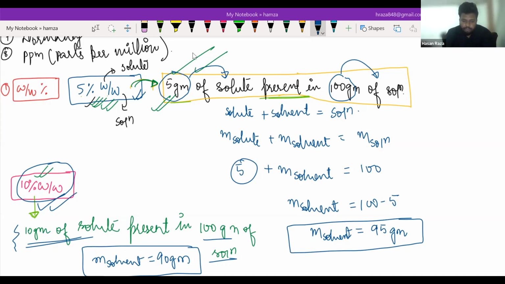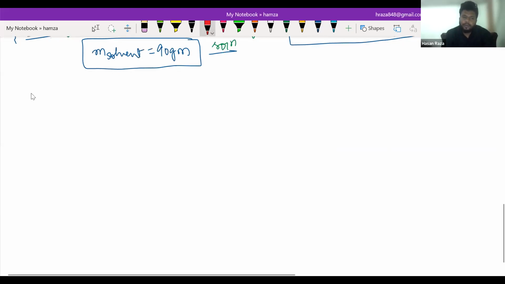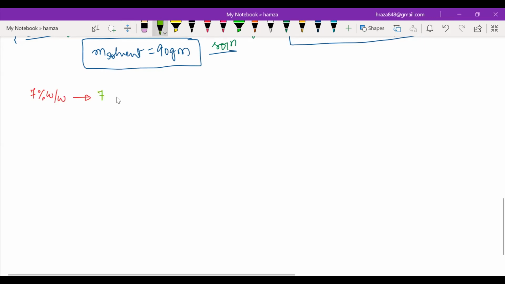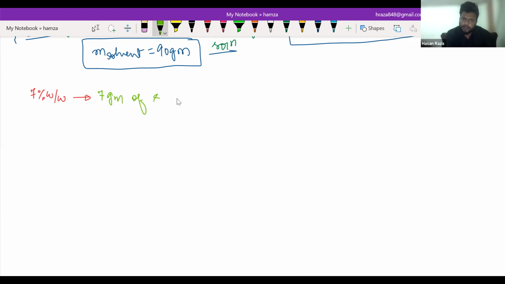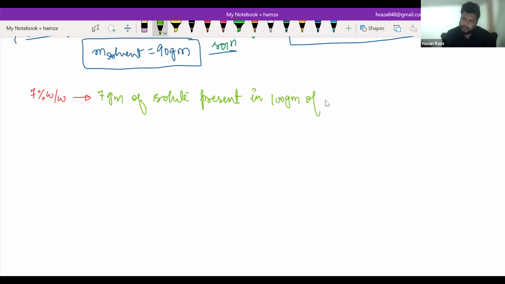Let me know if you're done with this. Okay, sir, done. Okay. So I'm going to ask you again a question, and then I will give you a formula and then a question again. If I write 7% weight by weight, tell me the sentence. 7 gram of solute present in 100 gram of solution.